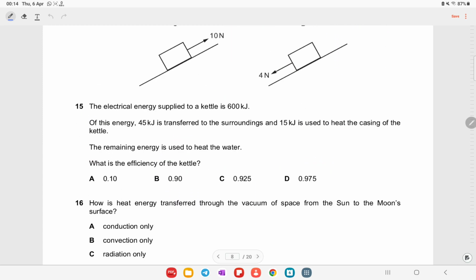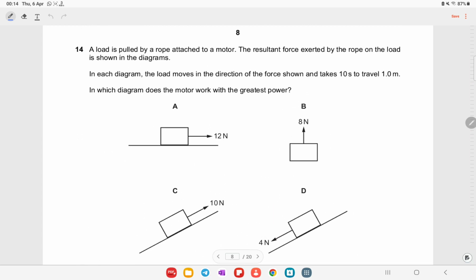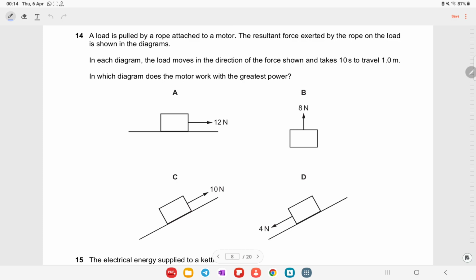Again, let's move to the next question, and the next question states that a load is pulled by a rope attached to a motor. The resultant force exerted by the rope on the load is shown in the diagram. In each diagram, the load moves in the direction of the force shown and takes 10 seconds to travel 1 meter. In which diagram does the motor work with the greatest power? So basically, the examiner is asking about power. The formula for power is work done over time, or you can do energy over time, but over here we need work done.